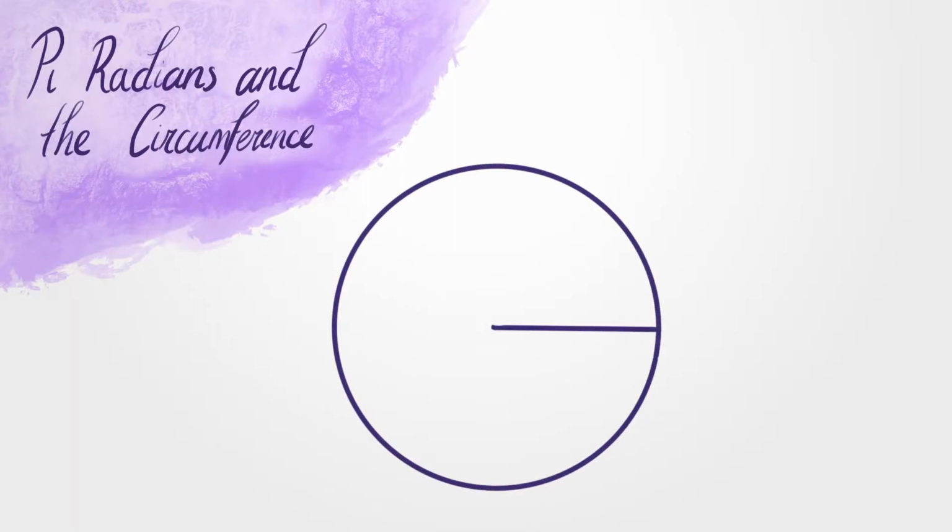In this session, we're going to be talking about pi, radians, and the circumference. To understand any of these things, we have to remember what a radian is. I've drawn a circle and its radius, and now I'm just going to go ahead and wrap the radius around the edge of the circle.